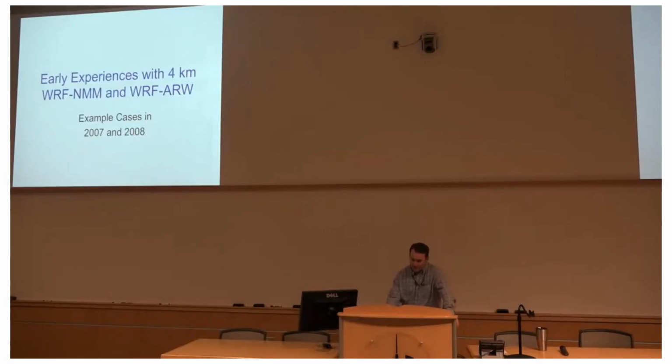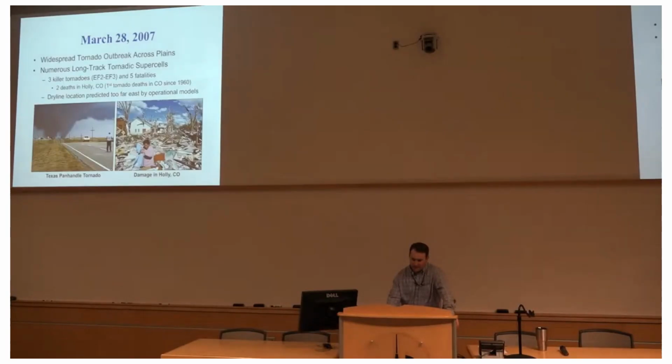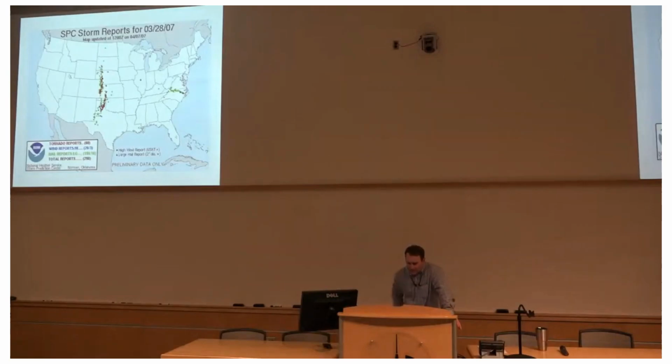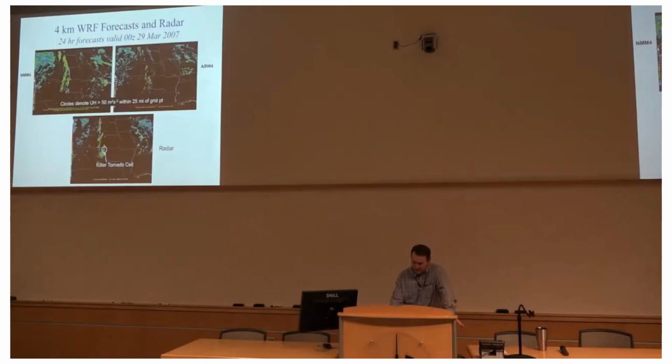So some of the early forecasts, March 28, 2007. This is some of the early indications of the utility. Wide longitudinal tornado outbreak on that day. But it's pretty interesting. The circles there, it's kind of how they used to indicate updraft helicity, highlighting within 25 miles of the point where UH exceeded a threshold.